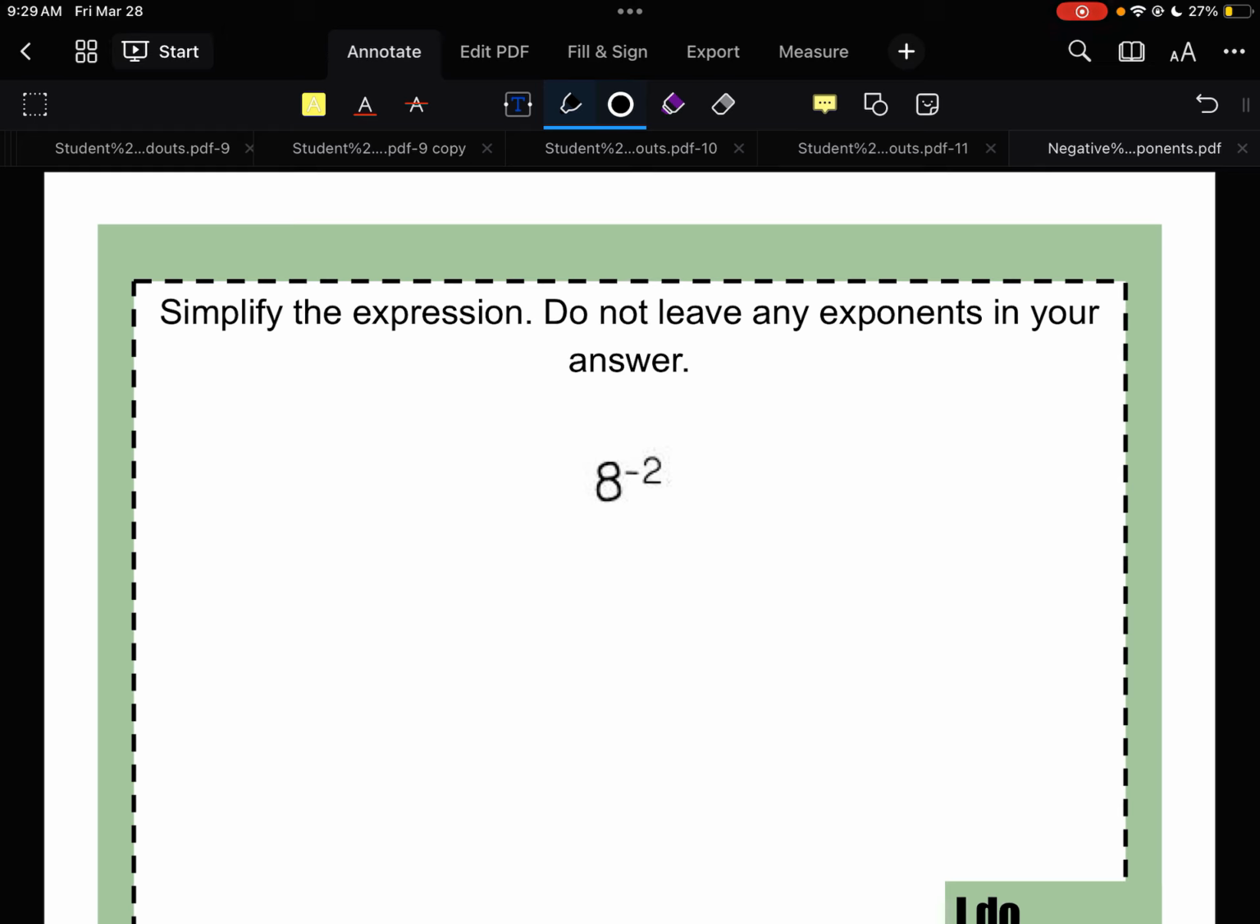Now this says simplify the expression. Don't leave any exponents in your answer. So the first step is we're going to keep the exponents. We're going to do what we've done before, and we're going to do 1 over 8 squared. Now you can solve 8 squared, and you just do 1 over 64.